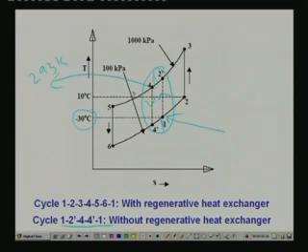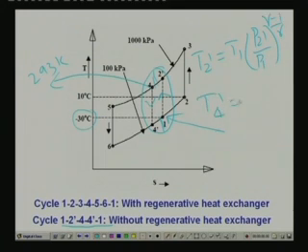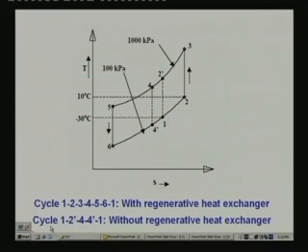Okay, so these two temperatures are given, we have to find out the remaining temperatures, and since the pressures are the same, 100 kilopascal here and 1000 kilopascal, we can find T2' as T1 into (P2'/P1) to the power of (gamma minus 1)/gamma. Similarly, T4' is T4 into (P1/P4) to the power of (gamma minus 1)/gamma. All the pressures are known, T1 and T4 are known, so we can find T2' and T4', okay. So that is what is done.